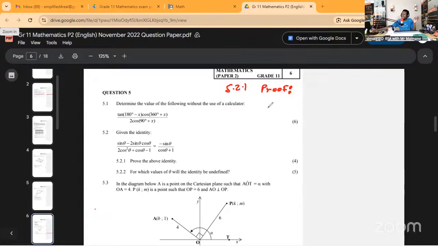So from your proof, we can start with the most complicated side, which is the left-hand side. So your proof is that the left-hand side is equal to, and then you write the left-hand side as given: sine x minus 2 sine theta cos theta, all over 2 cos squared theta plus cos theta minus 1. Right.